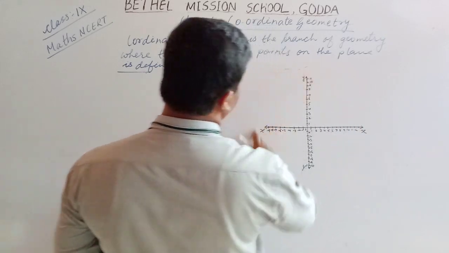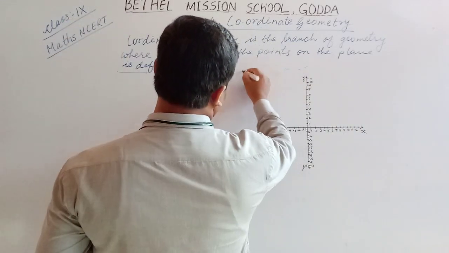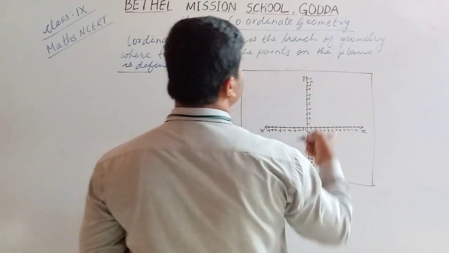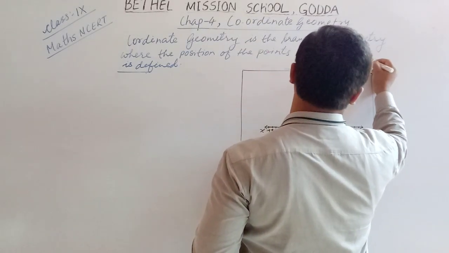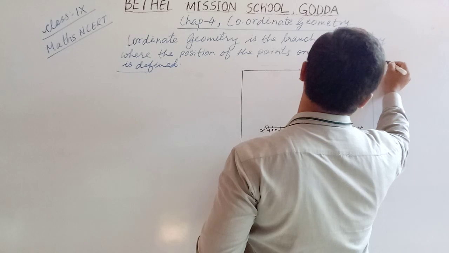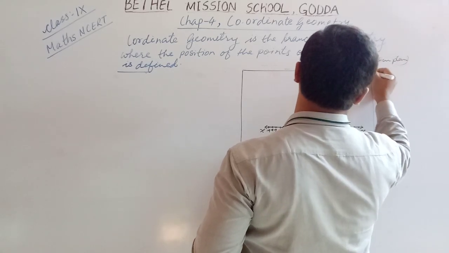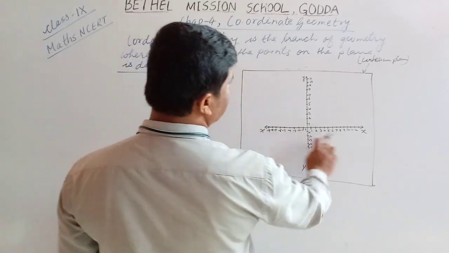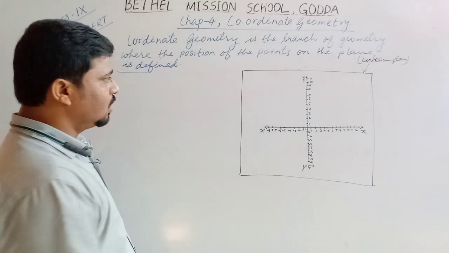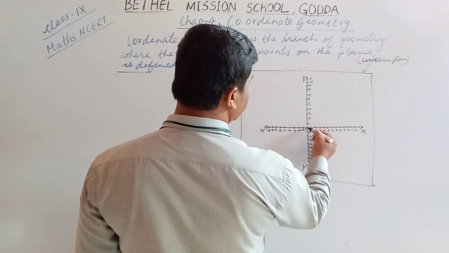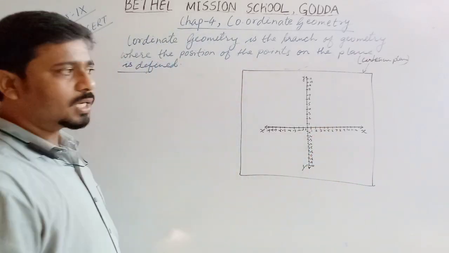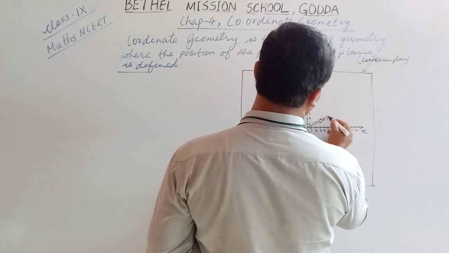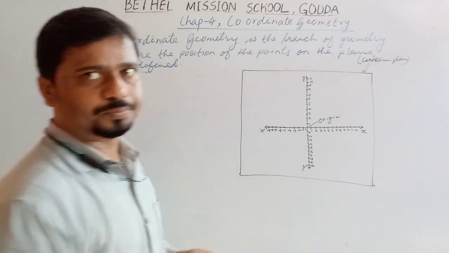So you can see this is the plane, and this plane is called the Cartesian plane. Here you can see the two axes, x-axis and y-axis. They intersect each other at a point, and that point is called the origin.